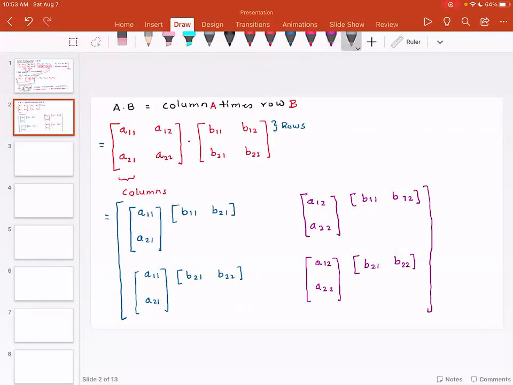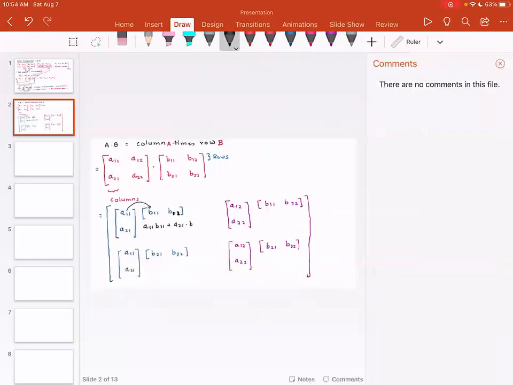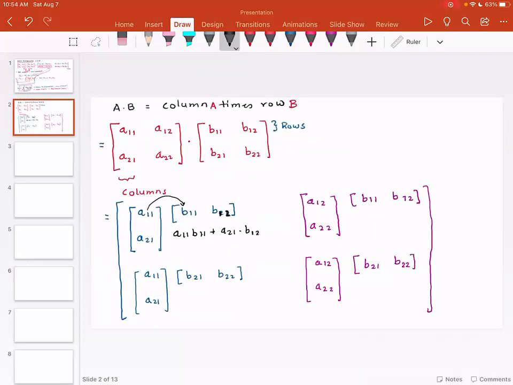Now the question is, what is the result of this multiplication? And most importantly, is the result same? So I'm going to rewrite the result here. A11, B11, A11, B11 plus A21, B12. So this is 1, 2. This is 1, 2. So 1, 2. A11, B21 plus A21, B22.